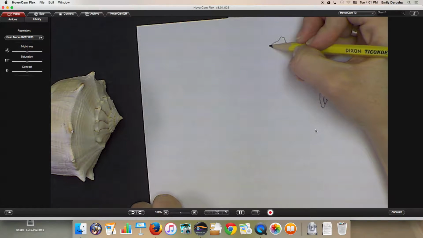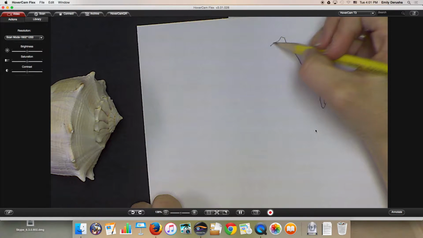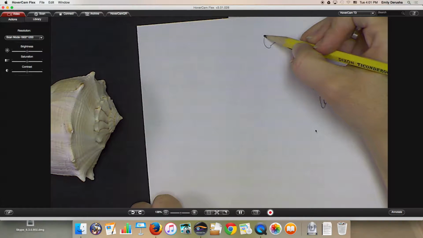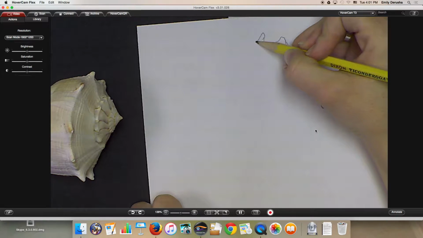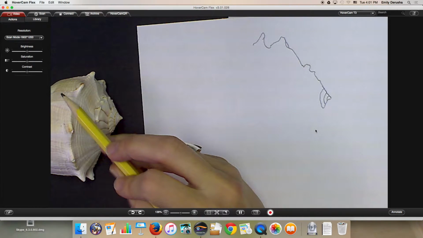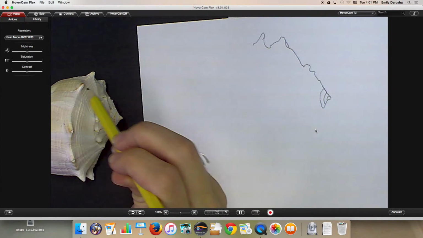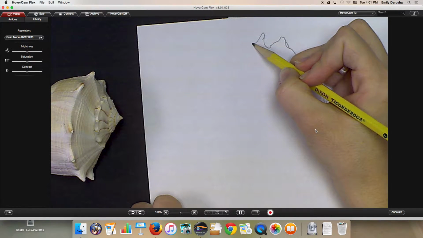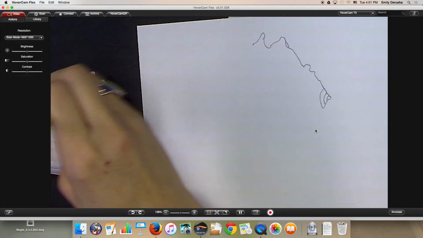Look at all these little bumps. I'm right in here right now. There's lots of little bumps, so I'm trying to include those. Now I have to decide, do I want to follow along the top here, like this back side? Do I want to draw this portion? I think I'm going to follow along the top. So I'm going to go back through here.